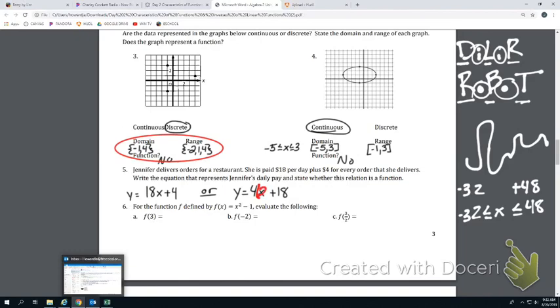She goes in, she makes 2 deliveries. 4 times 2 is 8. 8 plus 18 is 26. She made $26 that day. Alright? So make sure you have that second equation written down.